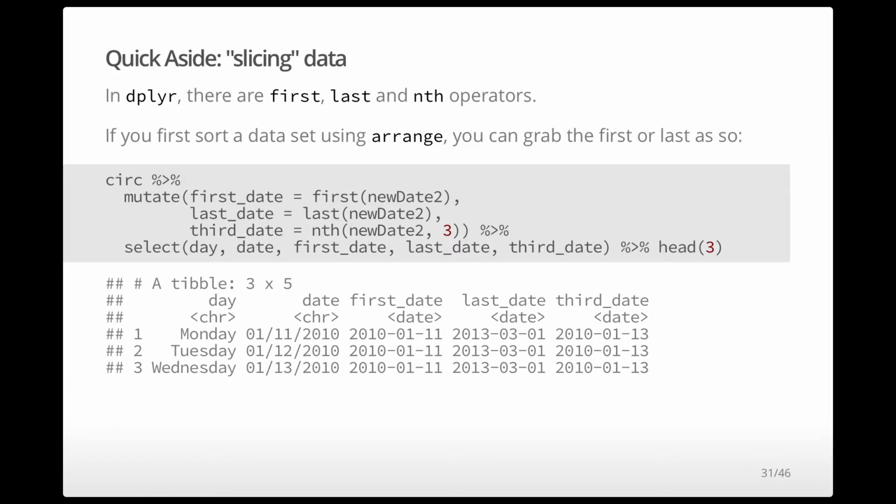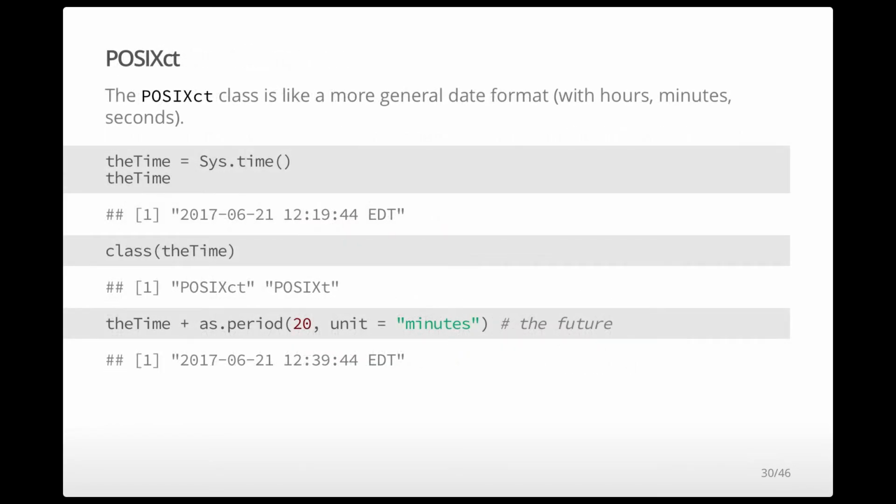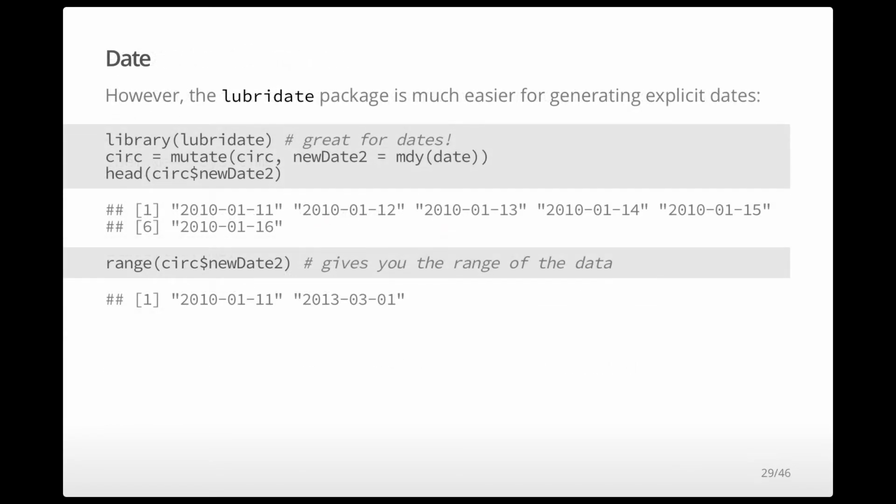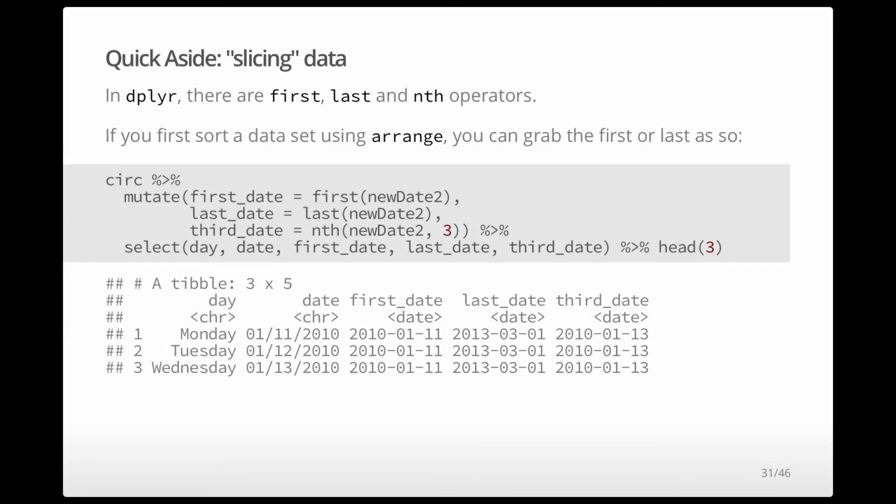So okay, we take the data and mutate it. I want to say the first date is equal to this date vector. Remember, we went back and created this as an actual date format. So the first date is equal to the first record. The last date is equal to the last record. The third date is equal to the third. Again, not too interesting, right? All it does is grab the first, last, and third out of this entire data set and repeats that over and over for every record. Maybe useful, maybe not.